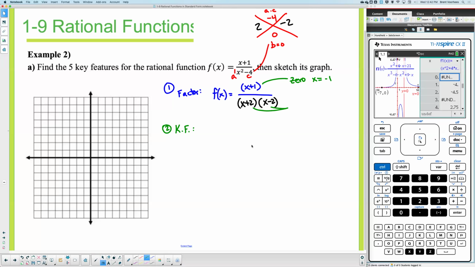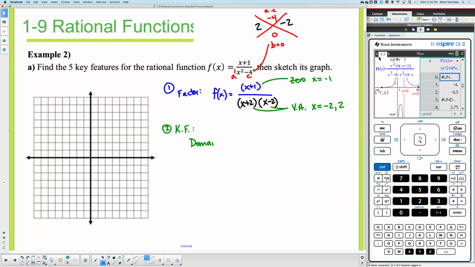What about these two on the bottom? They don't cancel. So what are they both going to be? Those are both going to be vertical asymptotes. If they're left over in the bottom, they're both vertical asymptotes. So X plus 2 becomes X equaling -2. X minus 2 becomes X equaling +2. Any holes? No holes. Okay, so here we go.